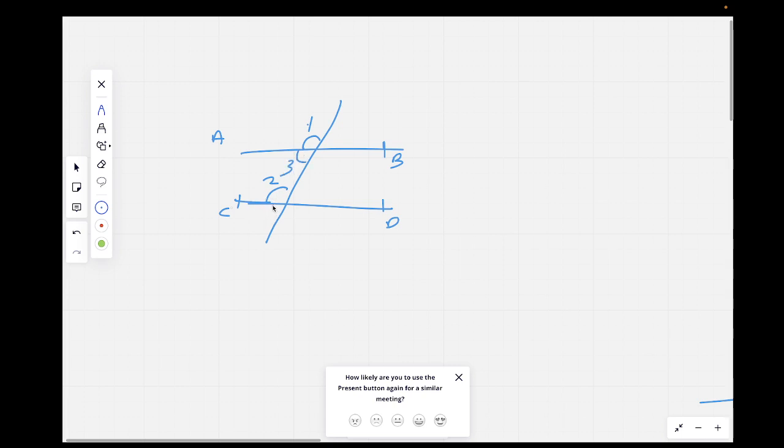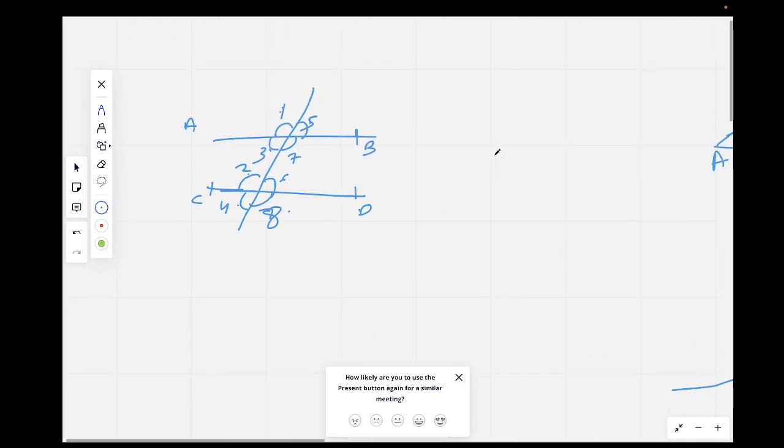This angle 3 and this angle 4 are corresponding angles. 1 and 2 are corresponding. So this and this angle are corresponding. Let's say we call it 5, 6, and 7 and 8 are corresponding. So the axiom states that these corresponding angles are always equal. In this case, angle 1 will be equal to angle 2, angle 3 will be equal to angle 4, and so on. So this is an axiom.